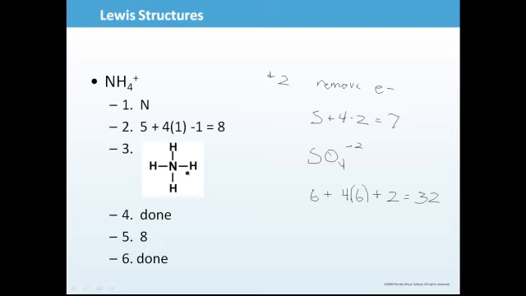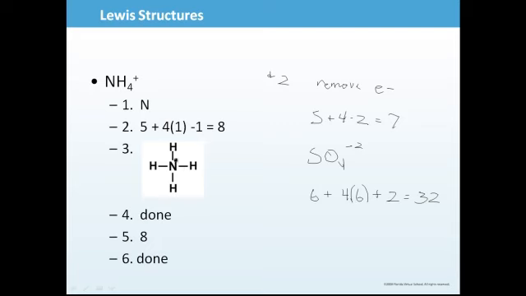All right, so our skeletal structure, we put the nitrogen in the middle, and then bond each of the hydrogens to it. Now if we count our electrons, we've got 2 in each bond, right? So there's 2, 4, 6, 8. So for the rest of the steps, it's already done for us. We have no more electrons to place because hydrogen only needed 2, right?